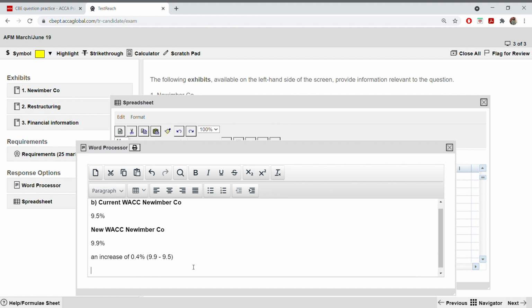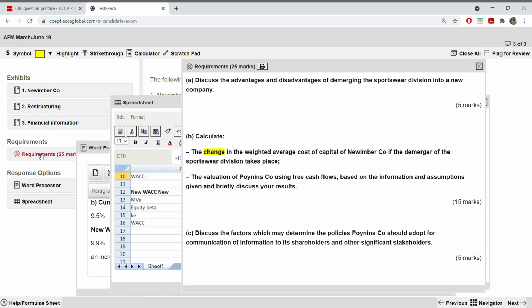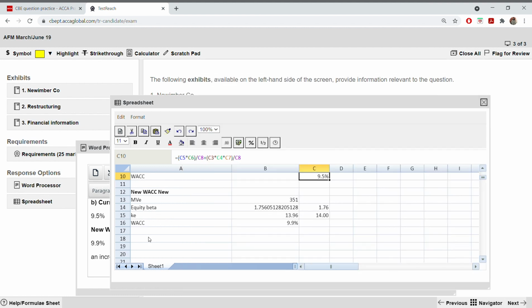Next part is what? So we are over with the new member company. Now moving to this. Again, read the requirements, whether you have answered all your questions or not. The change in the WACC of the new member if the demerger of the sportswear division takes place. Demerger of the sportswear division means we have to find the WACC of Ponnin's company also, even if they didn't ask. That's what it means. So, what is it? WACC of Ponnin's company.